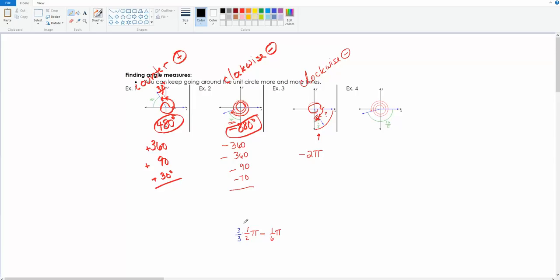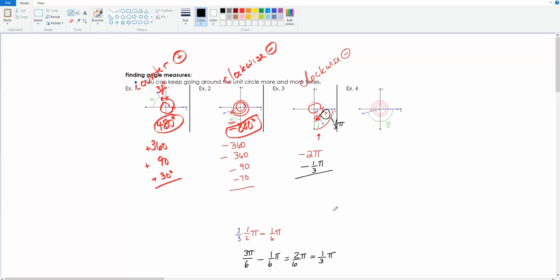So times 3, times 3. So this becomes 3 pi over 6 minus 1 pi over 6. So 3 minus 1 is 2, and basically that's 1/3 pi. All right, so this section right here happens to be 1/3 pi. So minus 1/3 pi.